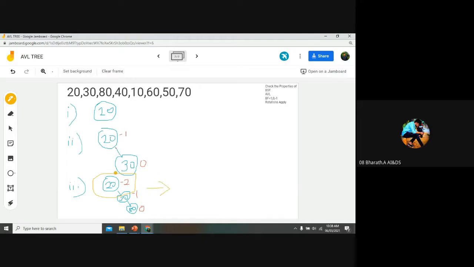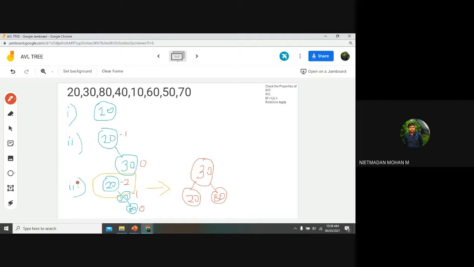Yes, sir. Which rotation do we want to do now? RR rotation. So the output will consist of 30 as the root, with 20 and 80. Whether it satisfies the binary search tree properties? Yes. The root node's left side will be smaller and the right side will be larger. So it satisfies the binary search tree.